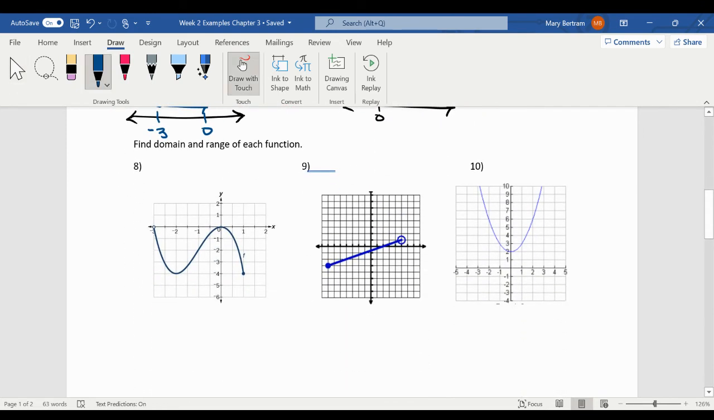All right, now domain and range. Okay, domain, that is the x's, and that we would read left to right. And range, that is bottom to top.